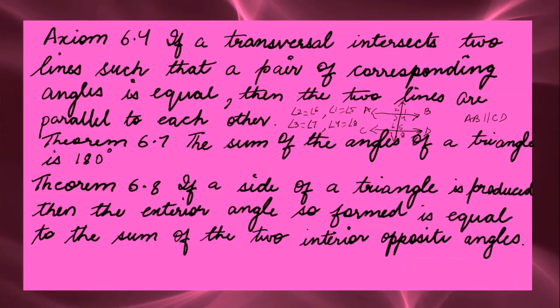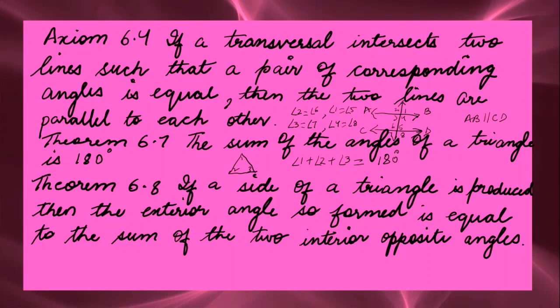Theorem 6.7: the sum of the angles of a triangle is 180 degrees. If this is a triangle and the angles are 1, 2, 3, then angle 1 plus angle 2 plus angle 3 equals 180 degrees.